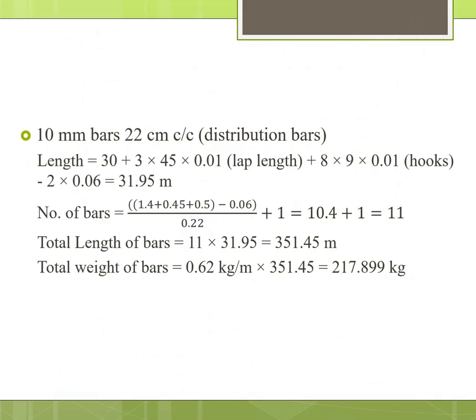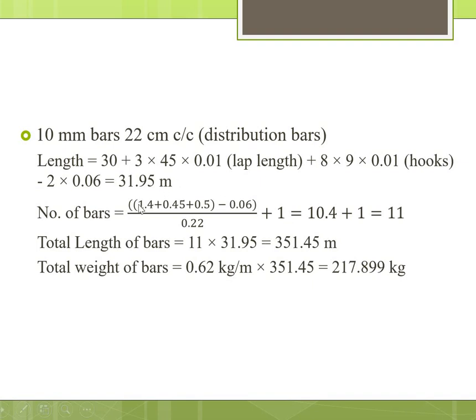Next is the 10 mm distribution bars, 22 cm center to center. So this total length will be 30 meter plus this overlap length. This distribution bar is placed in the opposite direction along the length. It is 30 meter plus 3 times 45 times d, that is, 3 overlaps are present, so 45 times d, and here the diameter is 10 mm. There will be 8 hooks as I have already discussed earlier, and minus 2 times the cover.